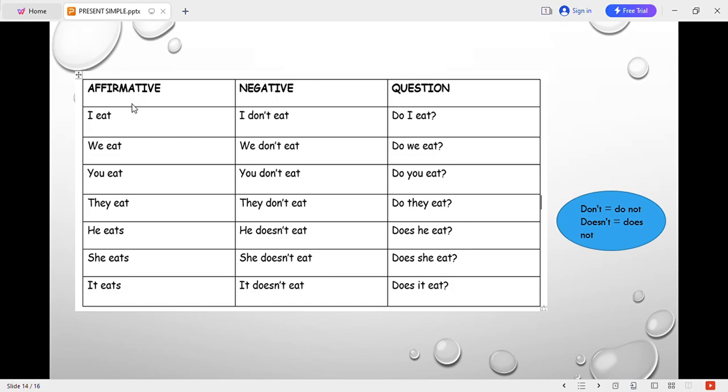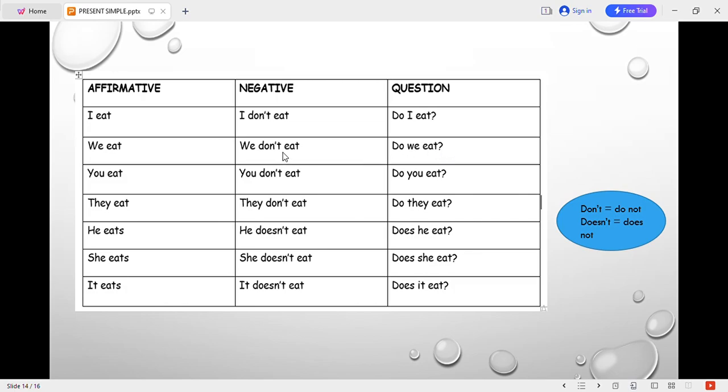So for example, an affirmative or positive sentence is I eat. In the negative one, I don't eat. I do not eat. Don't means the abbreviation of do not. I do not eat or I don't eat. And then the question is, do I eat? Do I eat? Okay. Next, we eat. We don't eat. We do not eat. Do we eat?